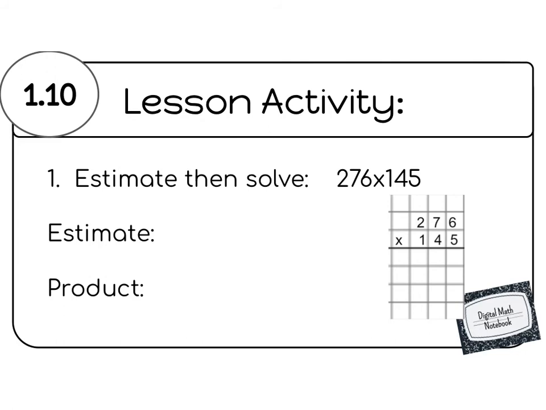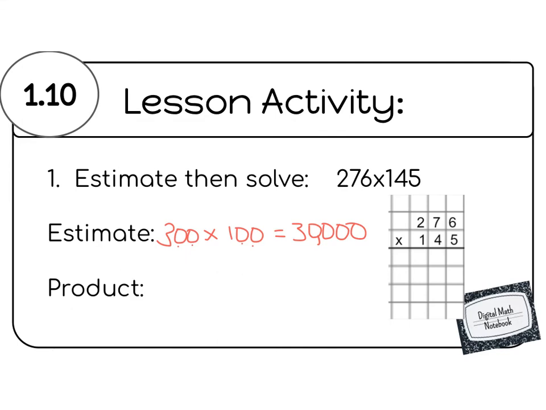All right, here's our lesson activity. First off, we're going to estimate to see if we can get a close number. We will round to the hundreds place. 276 is close to 300, and 145 is closer to 100. So 3 times 1 is 3, and then it looks like we have 1, 2, 3, 4 zeros. So our answer is going to be about 30,000.